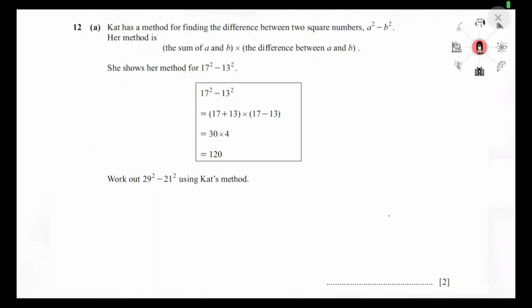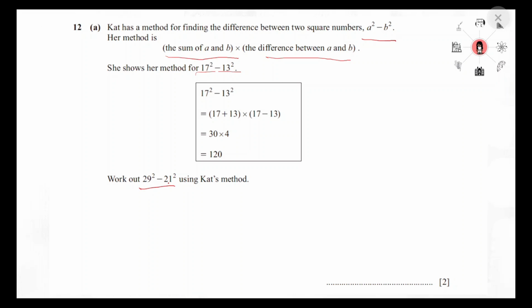Question 12a. CAT has a method for finding the difference between two square numbers, a square minus b square. Her method is the sum of a and b into the difference between a and b. She shows her method for 17 square minus 13 square. Work out 29 square minus 21 square using CAT's method.